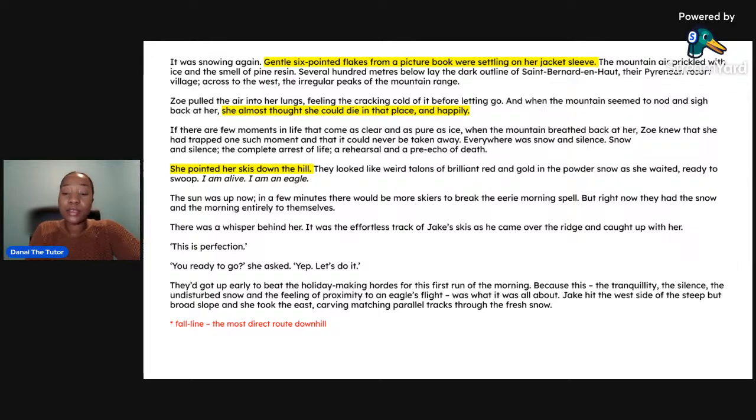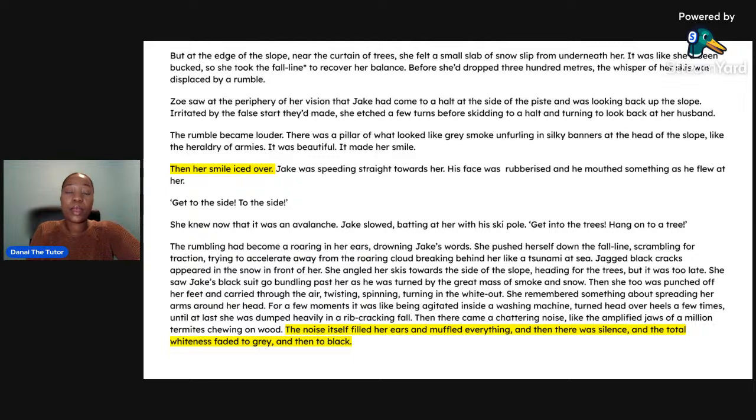But at the edge of the slope, near the curtain of trees, she felt a small slab of snow slip from underneath her. It was like she'd been bucked, so she took the fall line to recover her balance. Before she dropped 300 meters, the whisper had been displaced by a rumble.